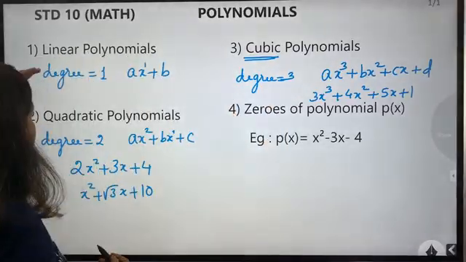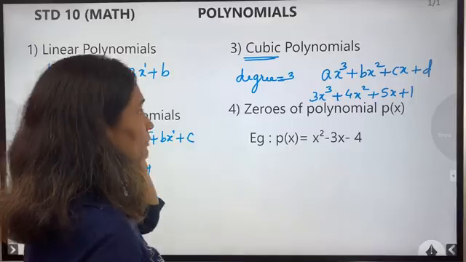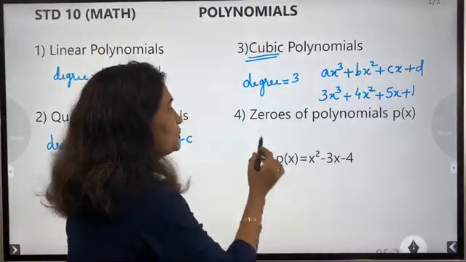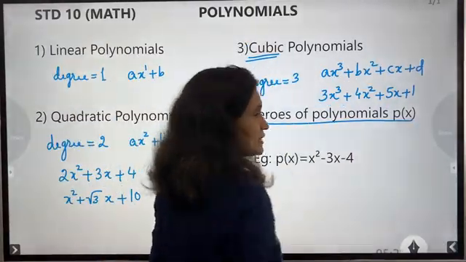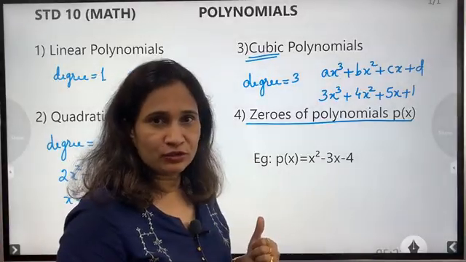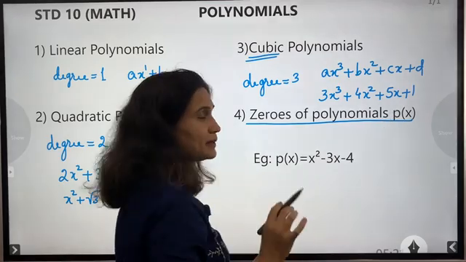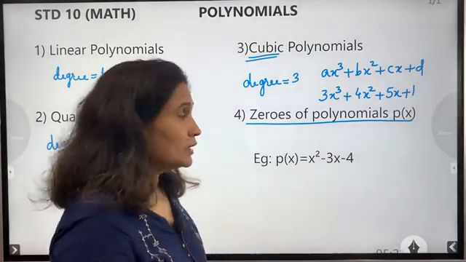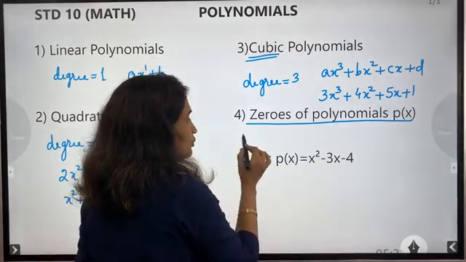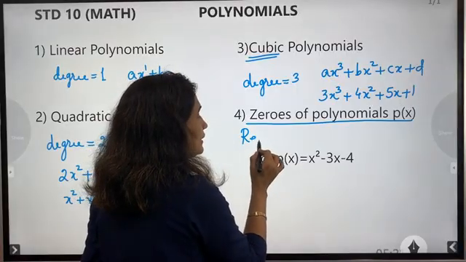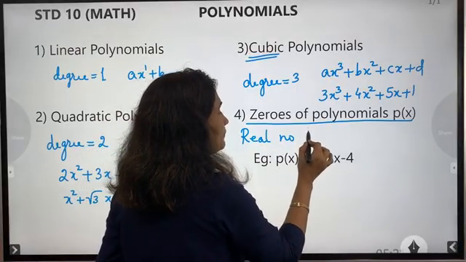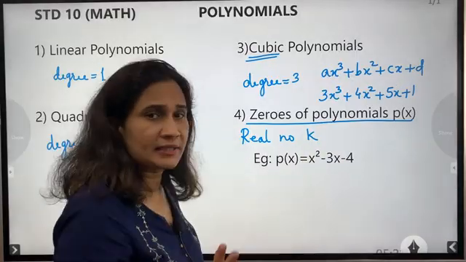Now after understanding linear, quadratic and cubic polynomials, let us now come to the zeros of the polynomials, a very important part of this chapter. Now first of all, you know children that a polynomial is represented by p of x. Now in this case, I am going to choose any real number and I am naming it as k. You can name it anything.